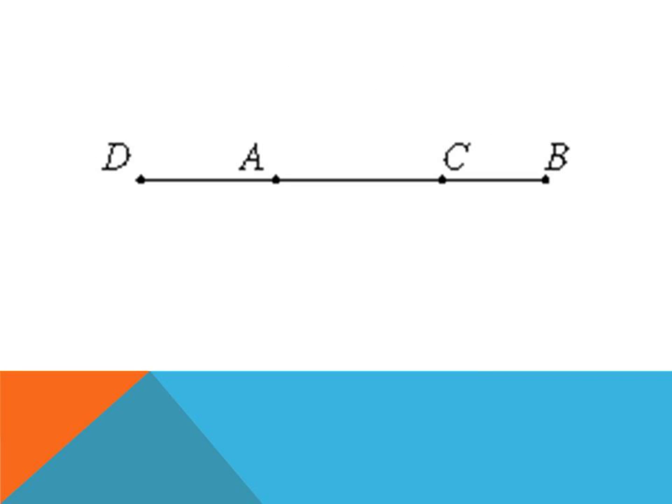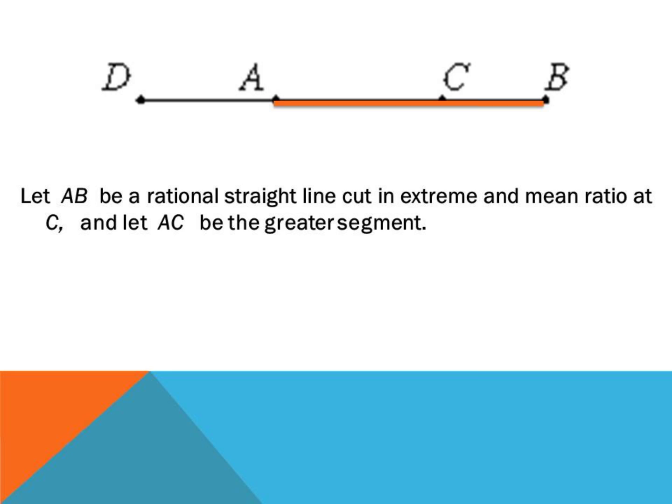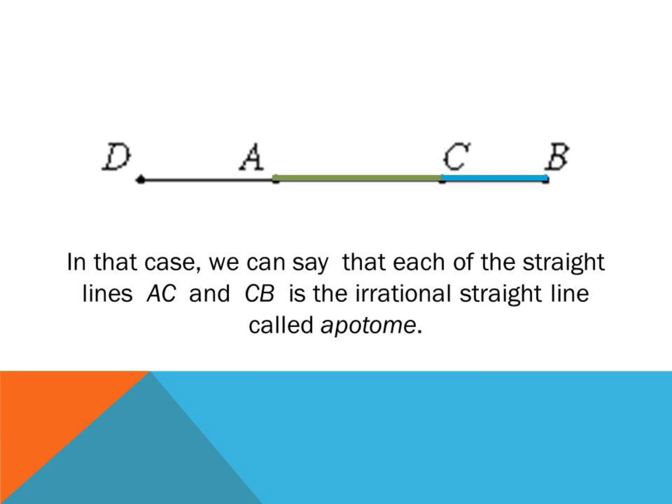We have here a line, and we will demonstrate what the proposition means. Let line AB be a rational straight line cut in extreme and mean ratio at C, and let line AC be the greater segment. Look at the line AB. Let's assume that this is the original line and will be cut into two line segments. Now, we have the longer line, which is the line AC, and the shorter line CB. And based on Proposition 6, we can say that each of the straight lines AC and CB is the irrational straight line called apotome.